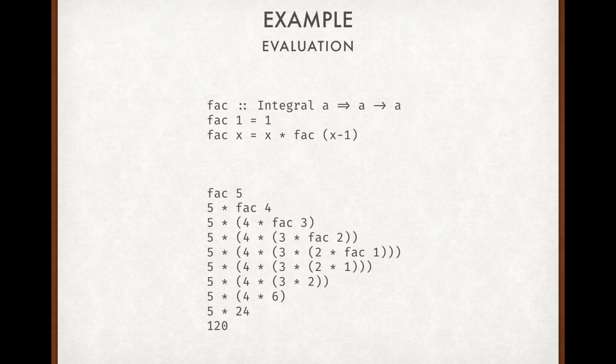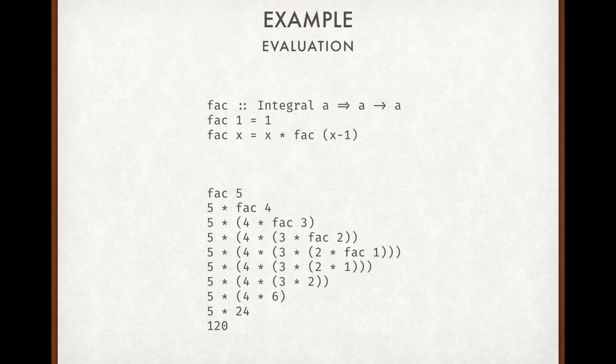So here's an example of how it's actually evaluated. Here's the factorial function defined non-tail recursively, but what you can see is there's no stack involved. It's purely reduction. So you start with fact 5. Well, fact 5 is defined as 5 times fact 4.